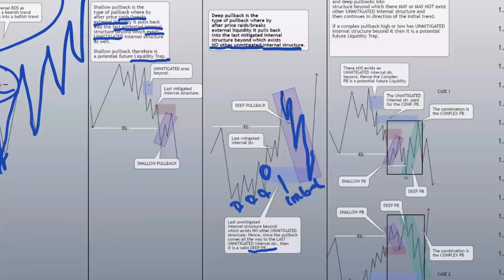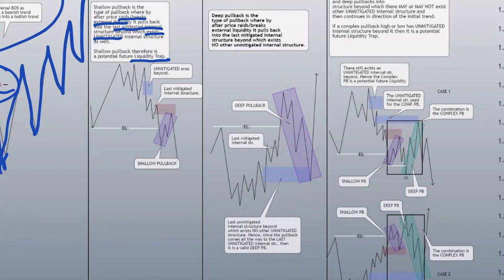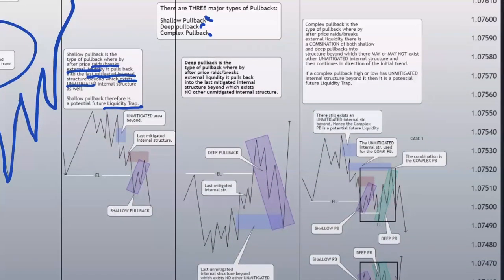Last unmitigated internal structure, you can see what I put here: beyond which exists no other unmitigated structure. Since the pullback comes all the way to the last unmitigated internal structure, it is a valid deep pullback. A deep pullback, being a minor structure range, automatically creates a new structure, which means the low of this deep pullback also carries degree blue.